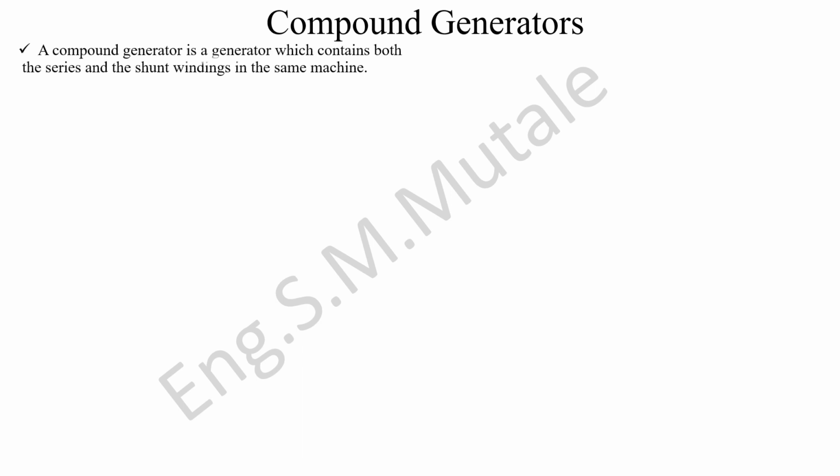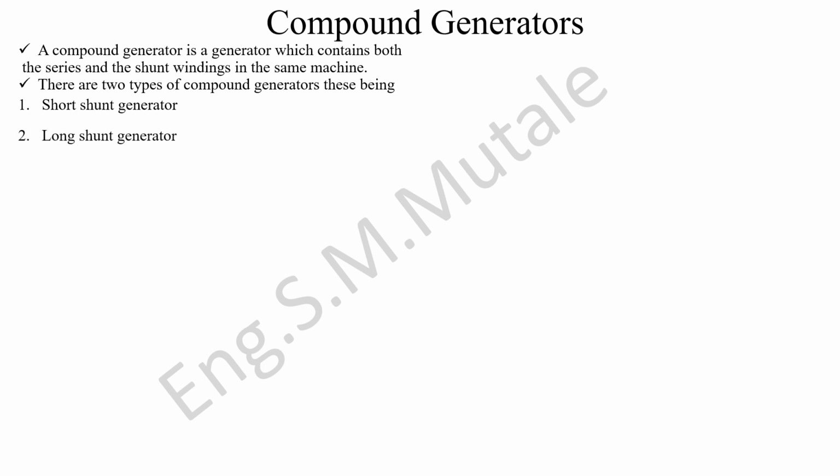So compound generators, we've got two types. By definition, a compound generator is basically a generator which contains both the series and the shunt winding in the same machine. So we have two types of compound generators. These are what we call the short shunt generator as well as the long shunt generator. We're going to start with the short shunt generator.